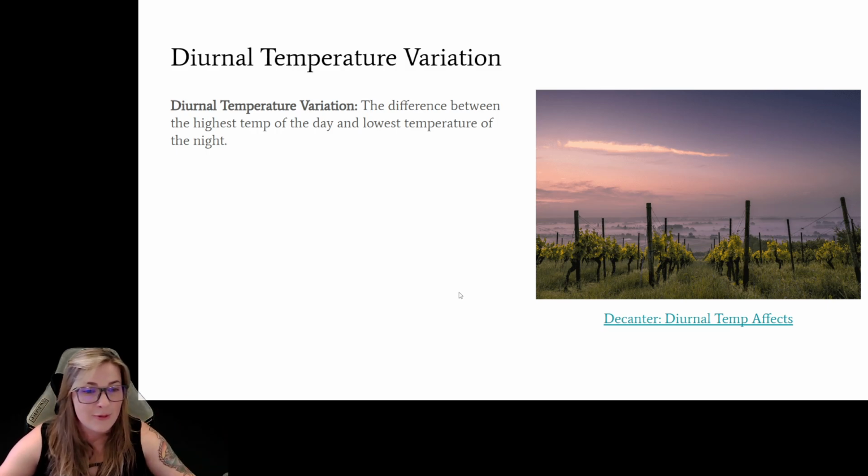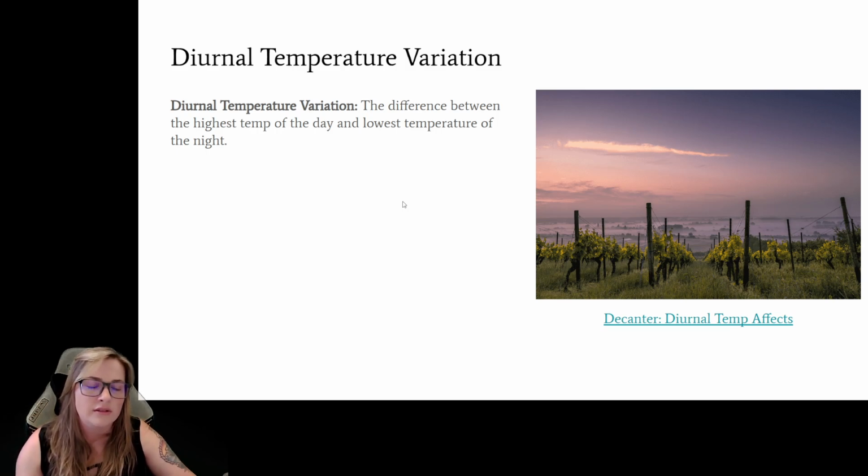Okay, diurnal temperature variation. What is it? Because everyone talks about it. If you read any article about any winemaking region in the Sierra foothills or in California, this is like the buzzword, diurnal temperature variation. If you haven't seen it before, you'll see it now and you'll see it a million times for the rest of this year.